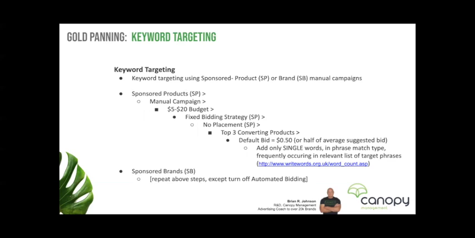Still the 50 cents or the half of the average suggested bid. Amazon's going to come in and say, here's a suggested list of keywords. And in that, they're going to say, here's the suggested bid range for this list of keywords. And you can scan down and visually see where the average starting bid is, and then cut that in half and ballpark it. It's kind of an arbitrary number. It's just low compared to what the marketplace is demanding as far as average cost per click or average bid.